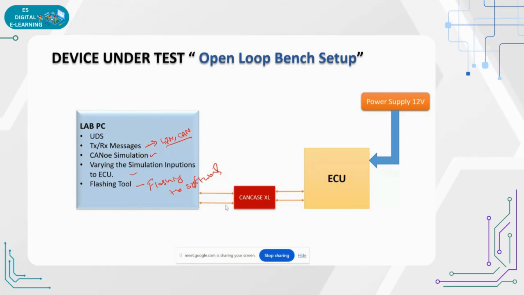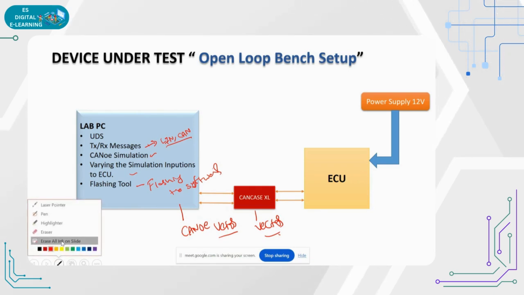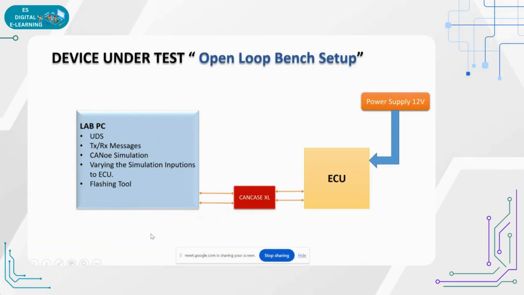Usually we follow the system with CANoe, and you just plug in the CANcase XL and the ECU. For communicating with the ECU, you need to ensure that CANcase XL is required, because here you are using the CANoe Vector tool. If you are using a Vector tool, then you need to use a Vector tool for communication purposes. Is it clear? This is an open loop bench setup.